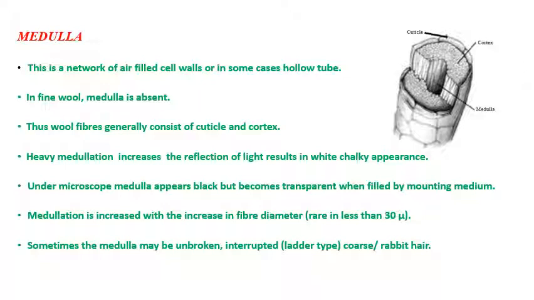So heavy medullation increases the reflection of light and results in a white chalky appearance. If the medullation, the hollow structure, is too much, then it gives a chalky appearance, and under the microscope the medulla appears black but becomes transparent when filled by mounting medium. Medullation increases with the increase in fiber diameter. So the medullation starts only for the coarse fiber and beyond 30 microns diameter. So when the diameter is more, the medullation will be more.